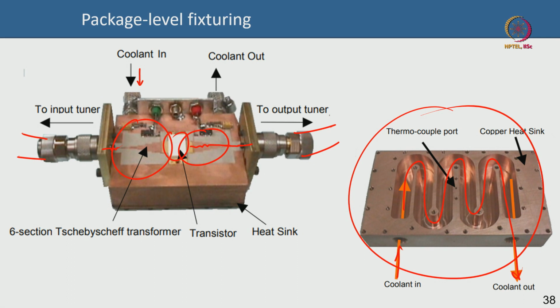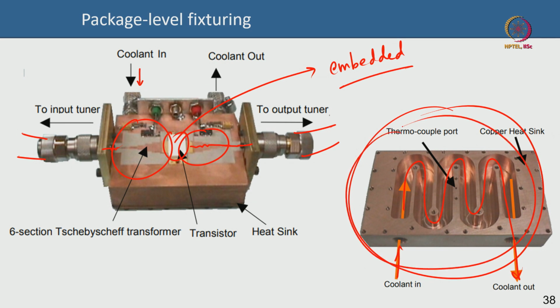Okay. Although people are trying to do this kind of liquid cooling at the device level also, it is called embedded liquid cooling. So, what happens is that on the device level, this is a packaged device, and the packaged device is sitting on this entire fixture, which is sitting on a heat sink. Okay, this is a part of the heat sink, the copper which takes the heat away.